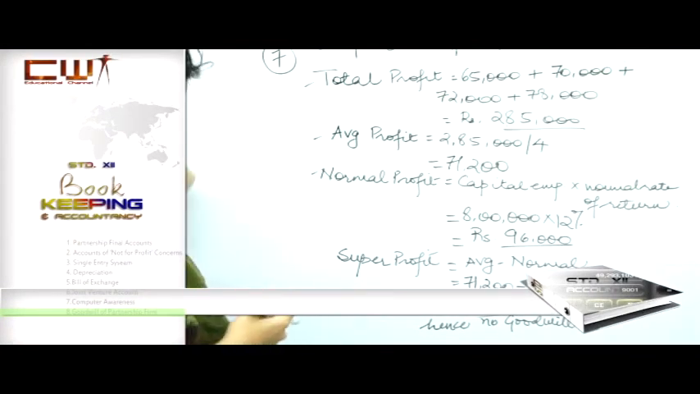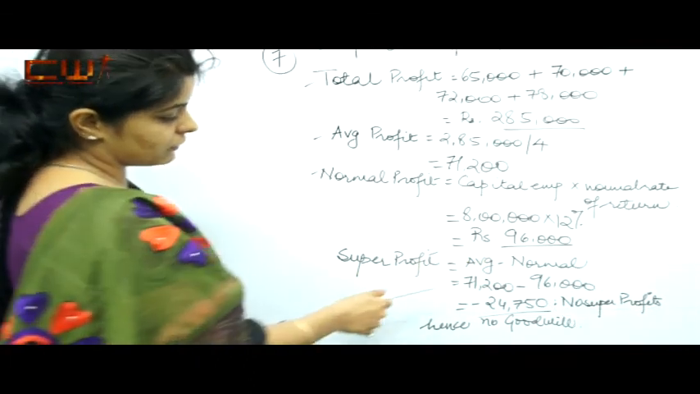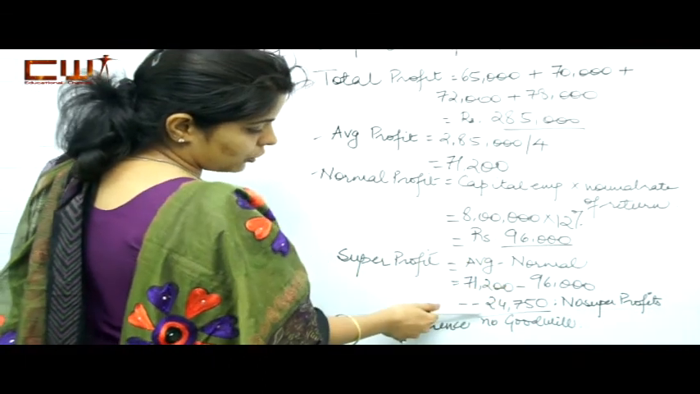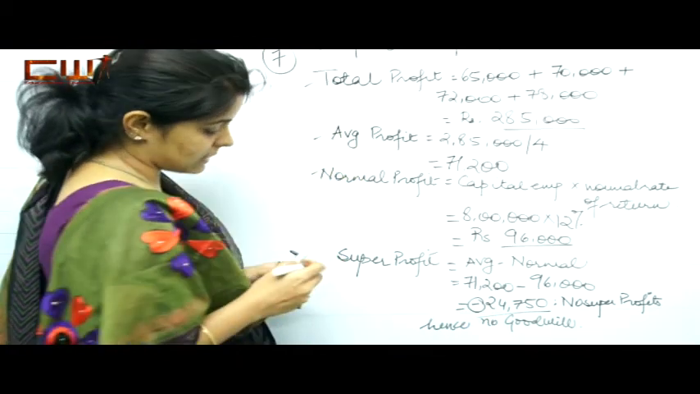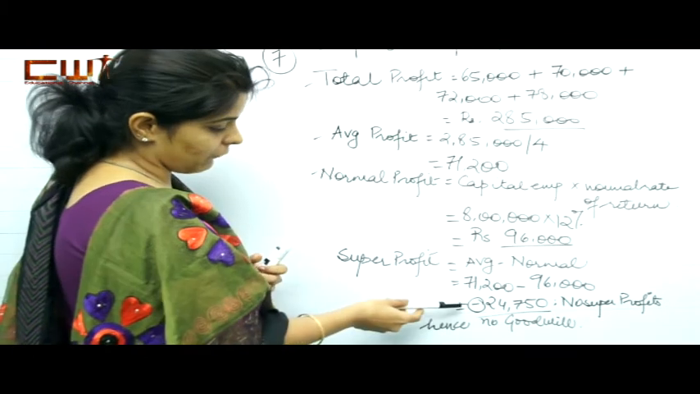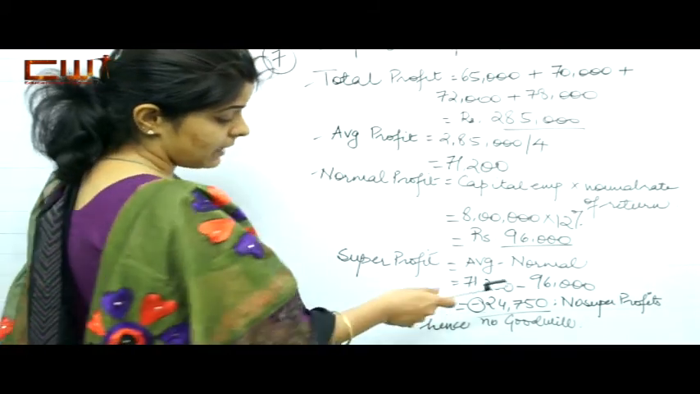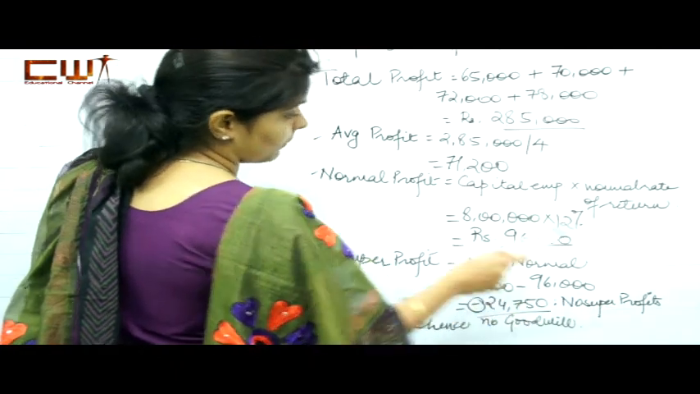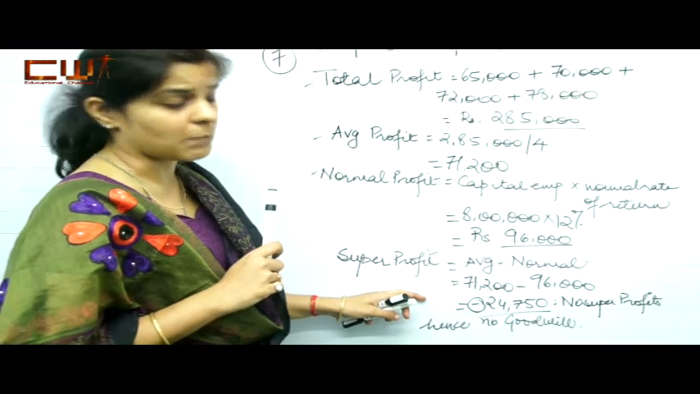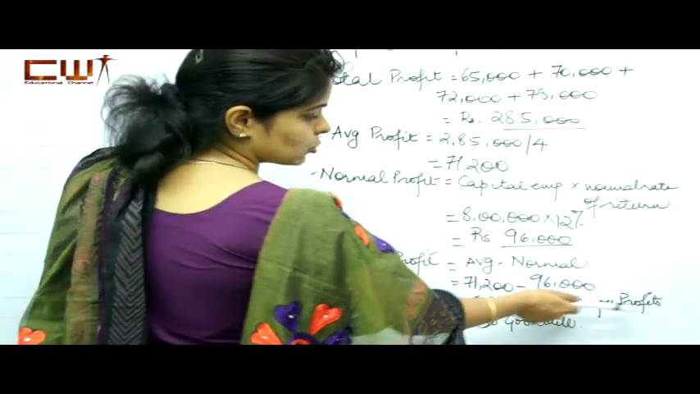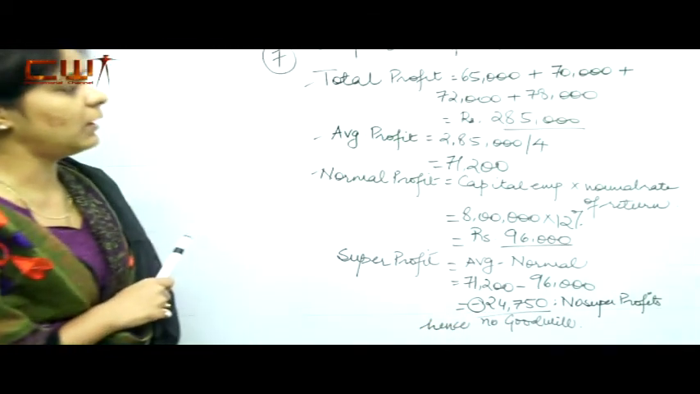So you have the super profits, that is average minus the normal. Average is 71,000, which is less than the normal profit. So you're getting your answer in minus 24,750. So if you're getting in minus, then that's not a profit, that is a loss that you have incurred. So there is no super profit. Please write that. Don't leave the question. This is half done question. You will not get marks. Right there, no super profits, hence no goodwill. This is how you will end up the problem.